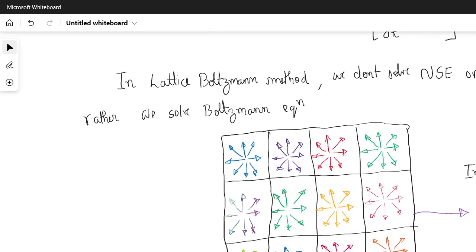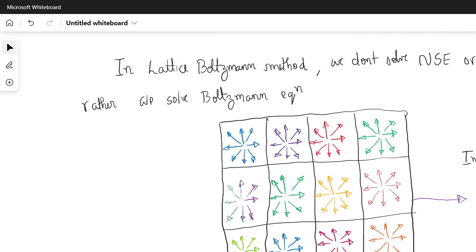So the same channel will be like this. You'll have digital particles in every control volume. Each control volume is populated with 9 digital particles, one going to the left, one going to the right, one going to the top, one going to the bottom, some moving diagonally, and there's one more digital particle which is at rest. So this is called the D2Q9 velocity model.